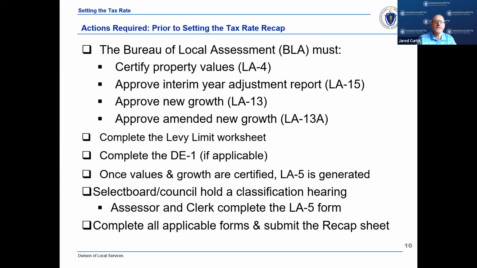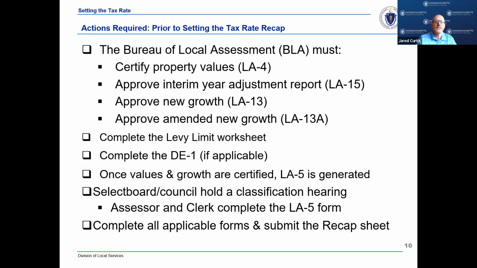Prior to having your tax rate submitted, several forms must be completed by the assessors and approved by the Bureau of Local Assessment. Among the forms that need to be completed in advance of the tax rate approval are the LA4 for certification of property values, the LA15 for the approval of interim year adjustments. Communities that are not in a certification year must complete this report. Assessors must adjust values between certification years to reflect market value. And the LA13 for approval of new growth. New growth is the amount of tax-based growth for the current fiscal year.